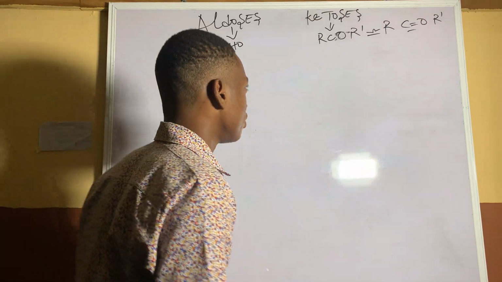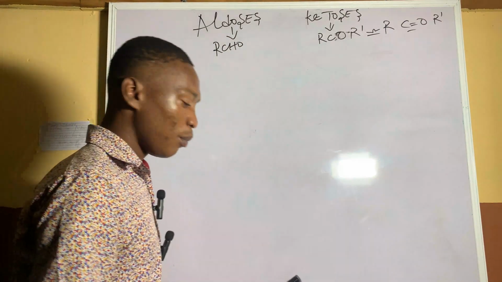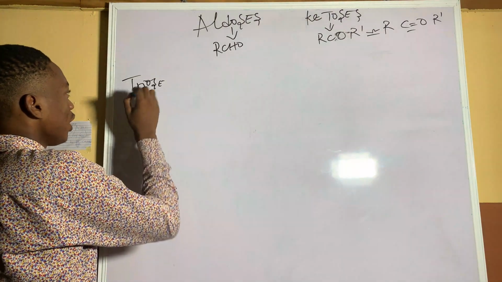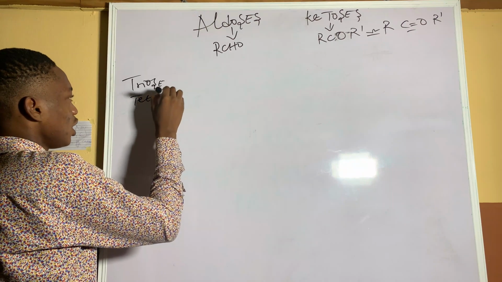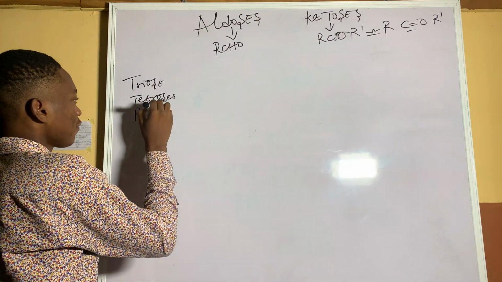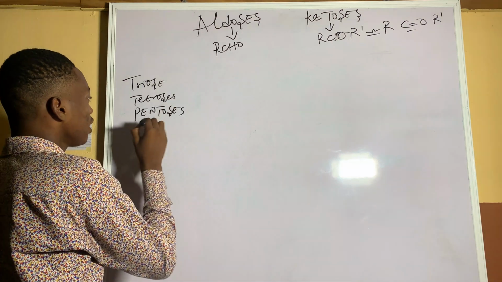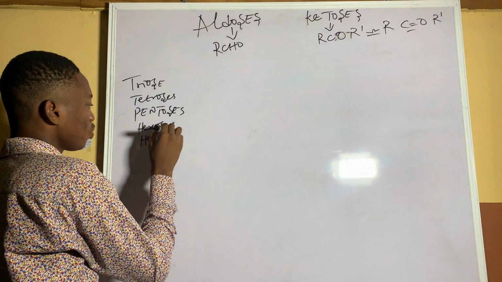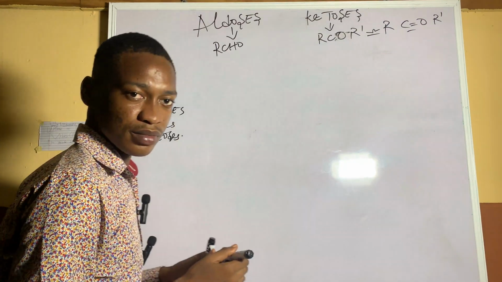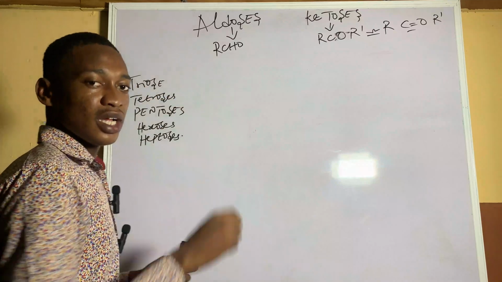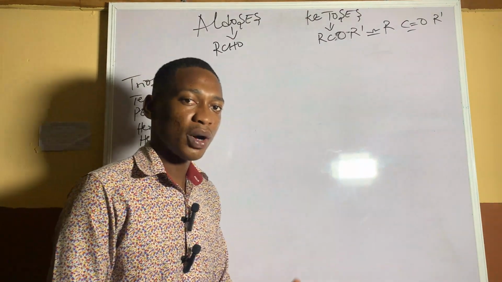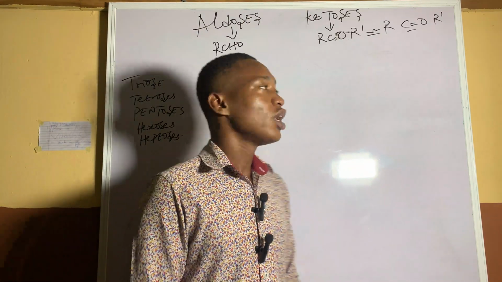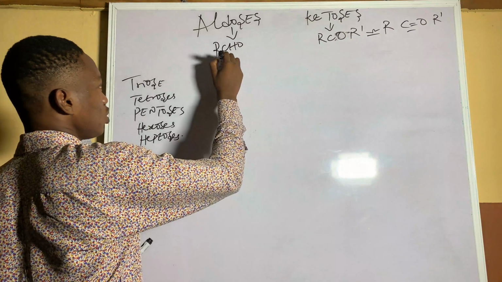Now, I want you to understand something. Monosaccharides start with 3-carbon sugars. We have trioses, which are 3-carbon sugars, tetroses, which are 4-carbon sugars, pentoses, which are 5-carbon sugars, and hexoses, which are 6-carbon sugars. I will stop at heptoses, which are 7-carbon sugars. If we look at trioses, because we are talking about aldoses and ketoses, we have aldotrioses and ketotrioses.